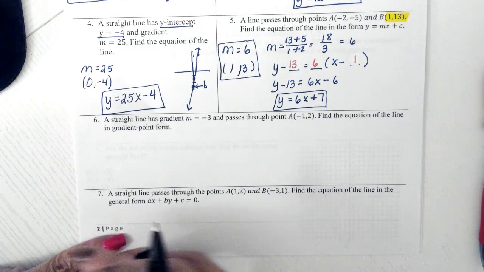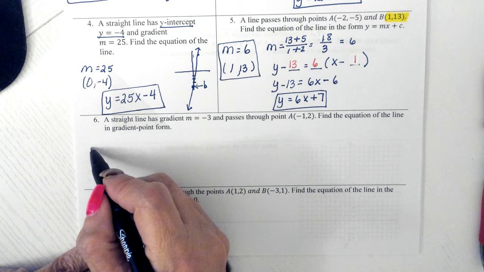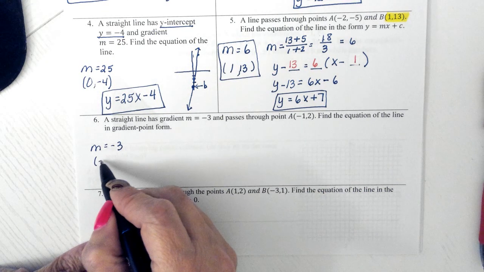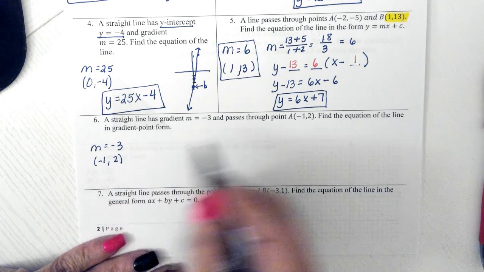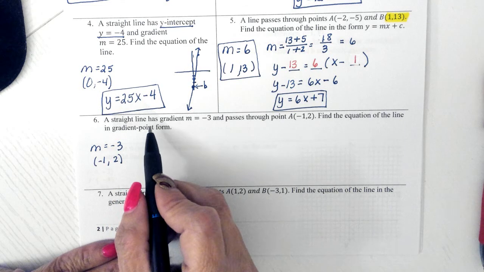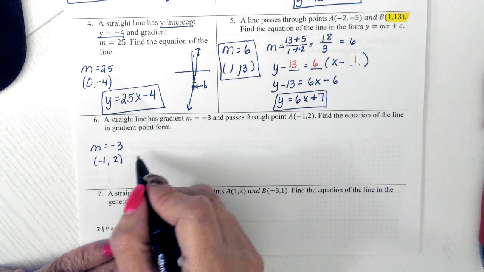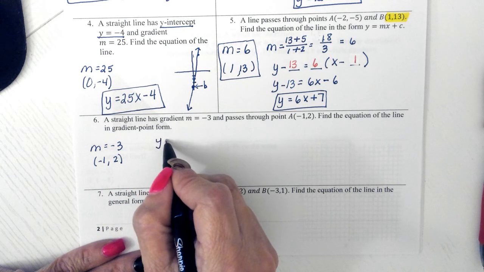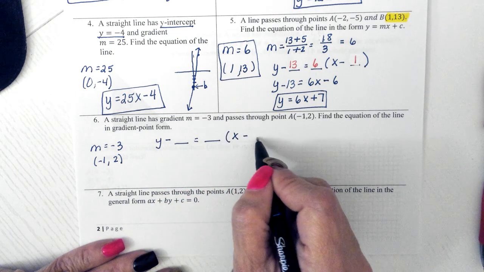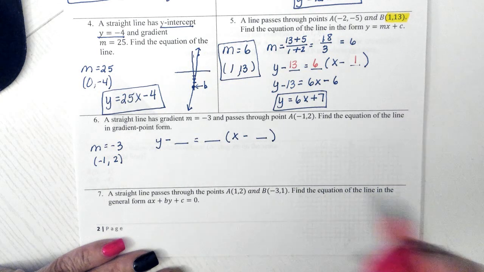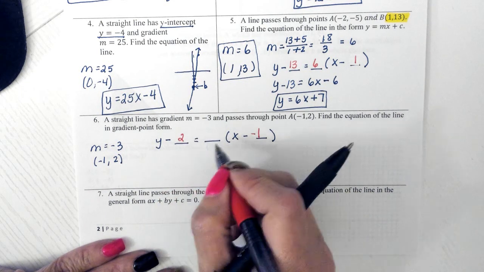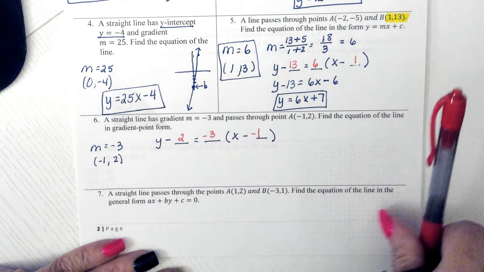A straight line has a slope of negative 3, passes through the point (-1, 2). Find the equation of the line in gradient point form, point-slope form. So y minus something equals something times x minus something. X stays with x, which is -1. Y stays with y, which is 2. And the slope goes in the middle.